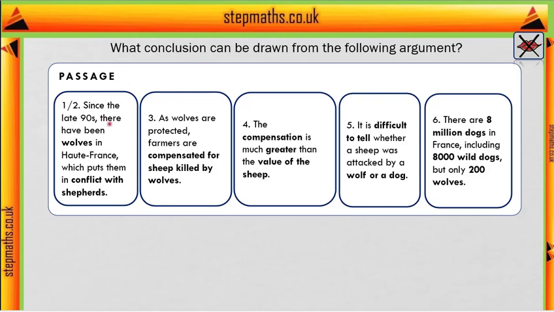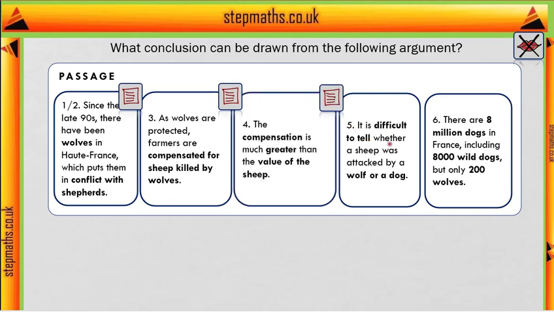First, the writer says that since the late 1990s there have been wolves in Hauts-de-France, which is a region in France, and that puts them in conflict with shepherds. So this is just a factual report about what's happened. And then it says, since the wolves are protected, farmers are compensated for sheep killed by wolves. So the wolves can't be killed or chased away, but because they're attacking sheep, the farmers have to be compensated for that. So this is just another fact about what farmers are given. And then we're told the compensation is much greater than the value of the sheep. So just a fact about the compensation.